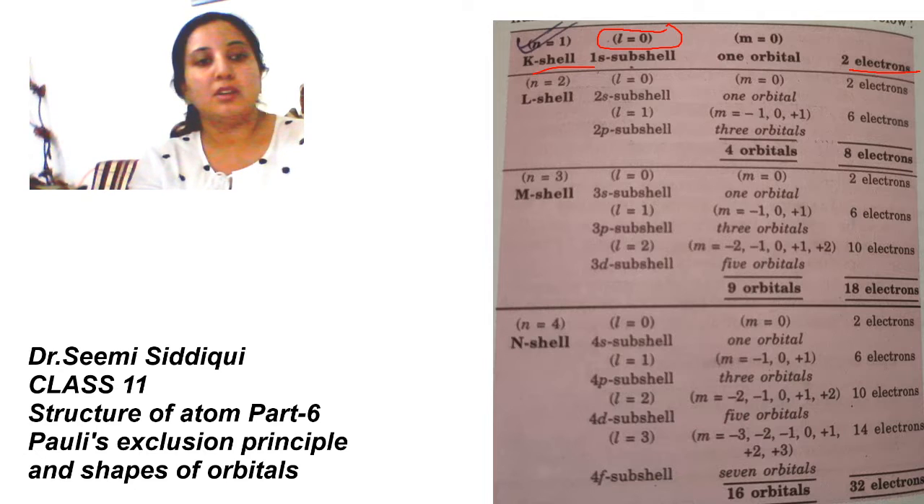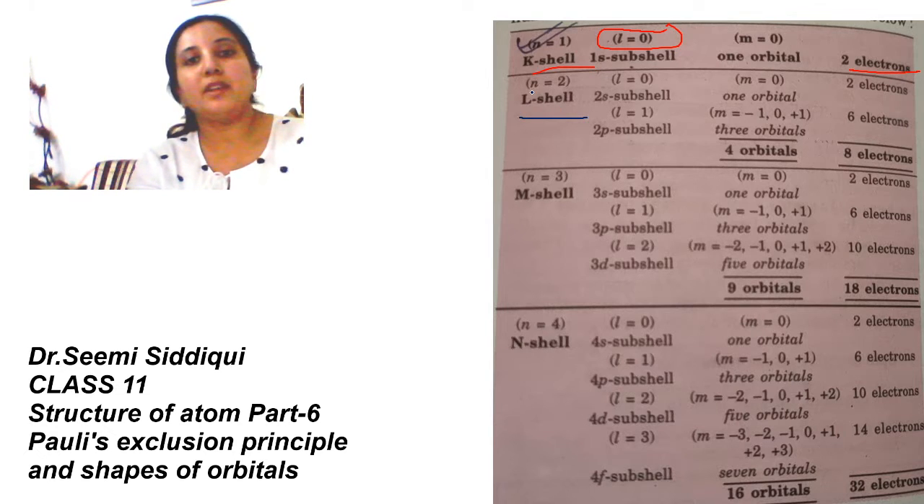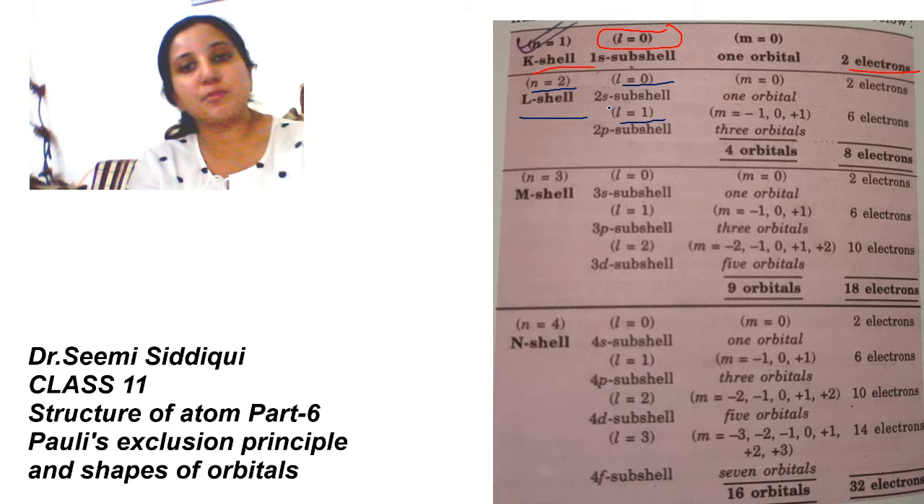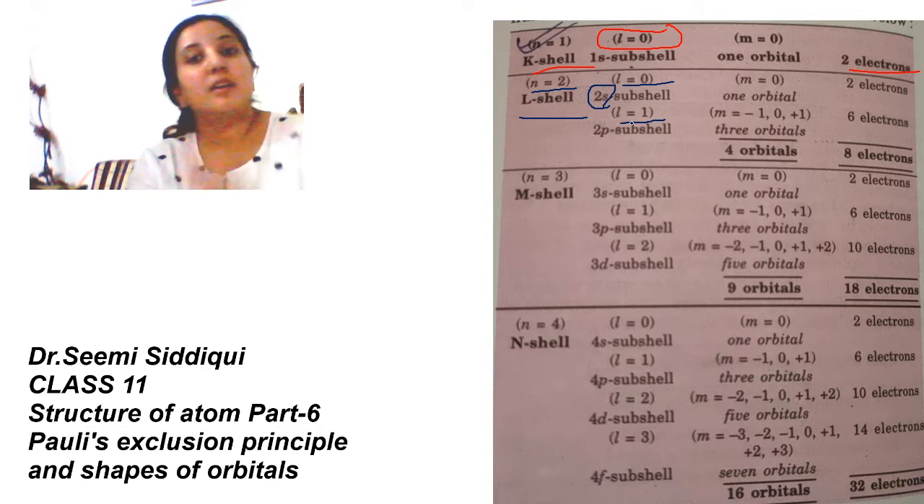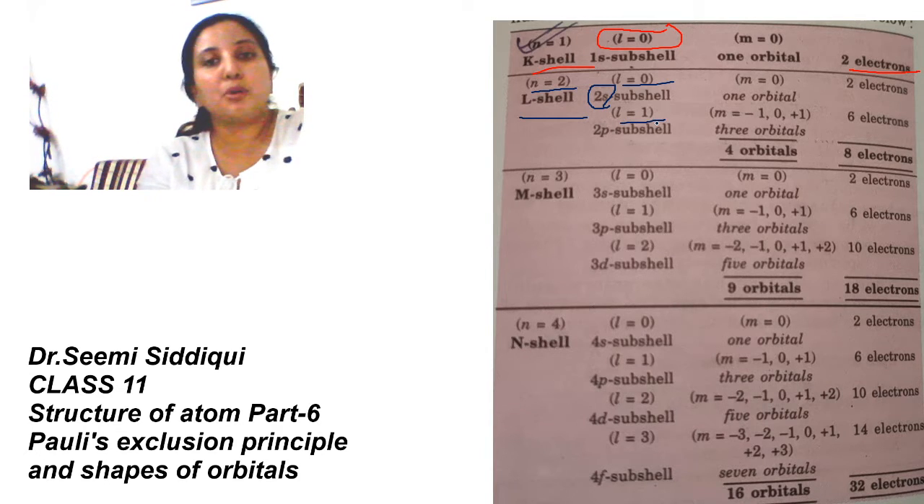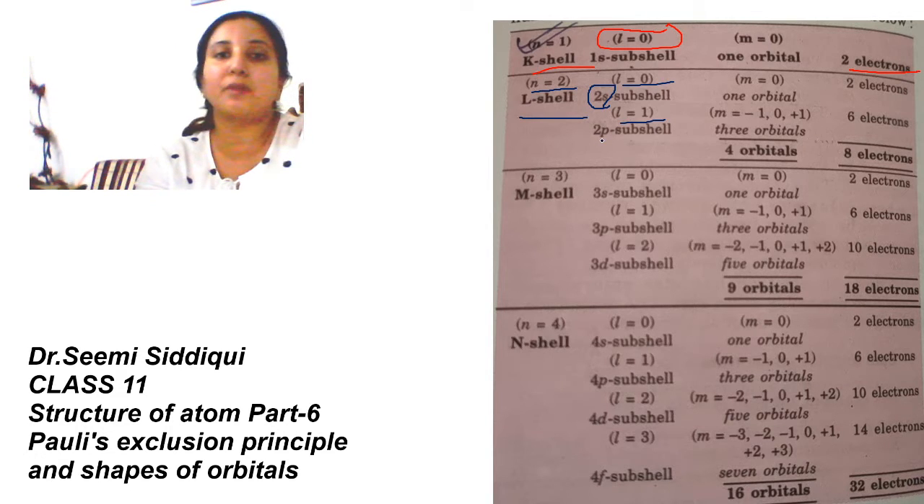Now coming to your next one, going for n equal to 2, that is your L shell. Now when the value of n is 2, the value of l can be 0 and the value of l can be 1. When the value is 0, it is going to be the s subshell, as it is the second shell, so we are going to write 2s. When the value of l is equal to 1, it is going to have the p subshell, but it is the second orbit, so we write down 2p over here.